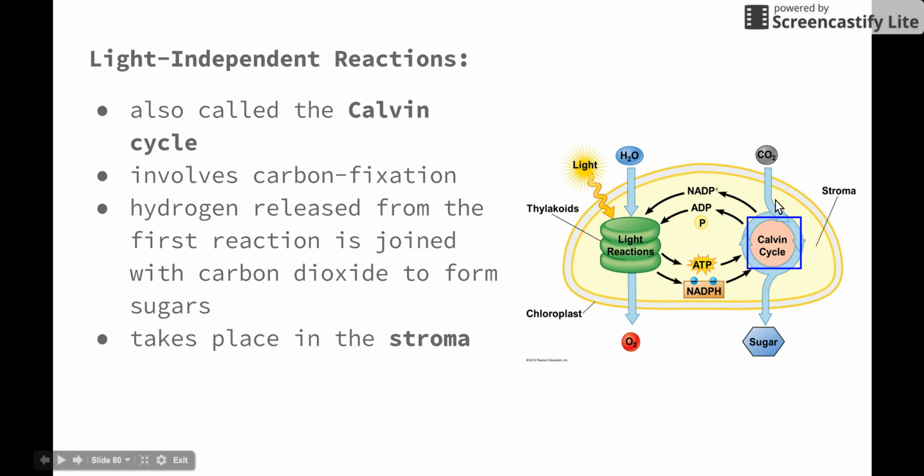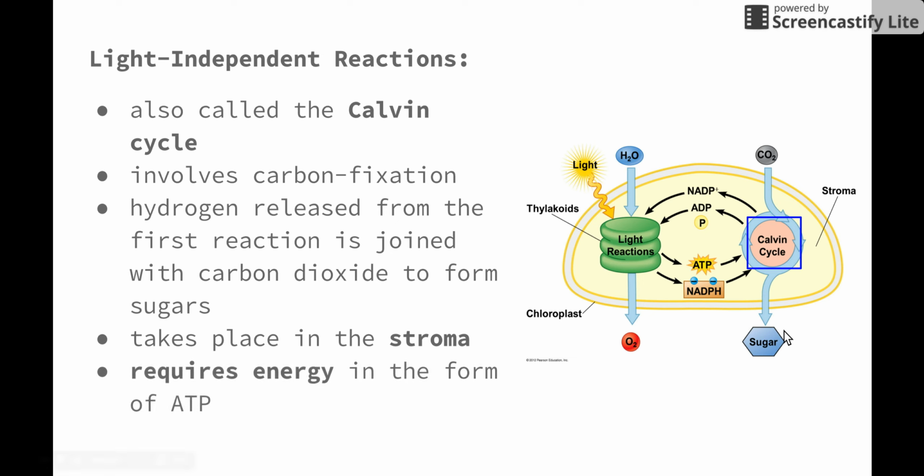So this takes place in the stroma, which is this fluid that fills the chloroplast. So it's not actually a specific structure. It occurs in the fluid. So the carbon dioxide comes in. It combines with the hydrogen that was broken apart from the oxygen in the light reaction. So that oxygen is released, and then the carbon, hydrogen, and oxygen come together in order to form glucose.